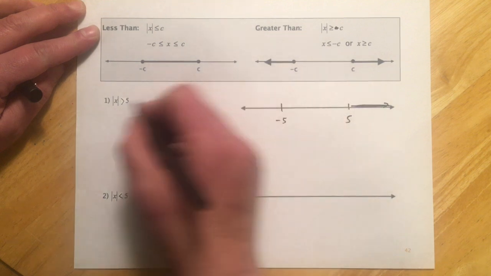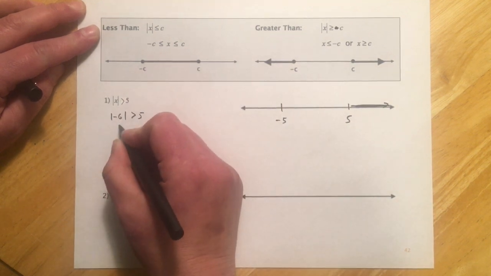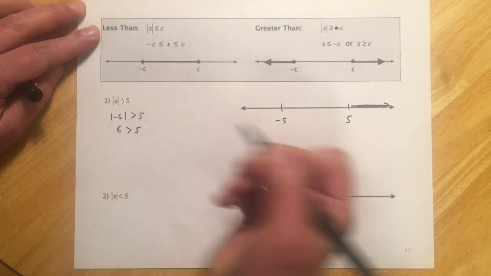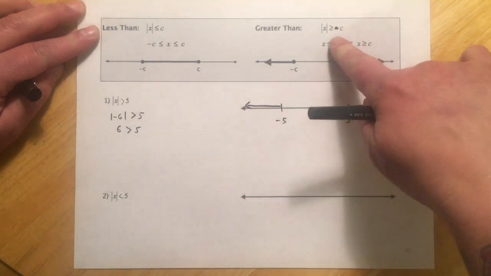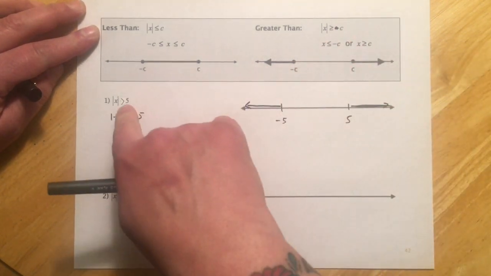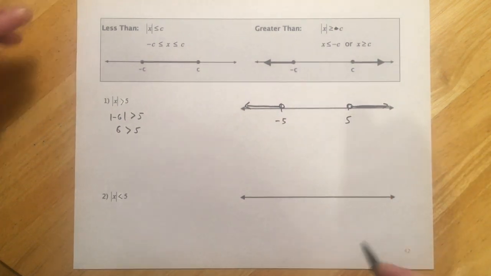But when I get out here to negative 6, then the absolute value of negative 6 is greater than 5. The absolute value of negative 6 is 6. And so then that becomes true again. So that means this piece out here works. And so that's what we're seeing with this graph. In this case, there's no equals, so I'd be using open dots on my endpoints.